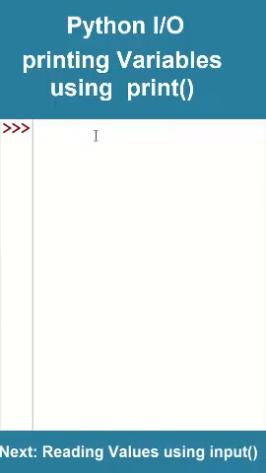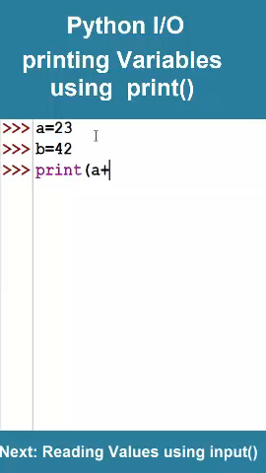Again, now I want to assign two variables, a and b is equal to something like 43, 42. Now here if I want to print the sum of it, directly we can do it.